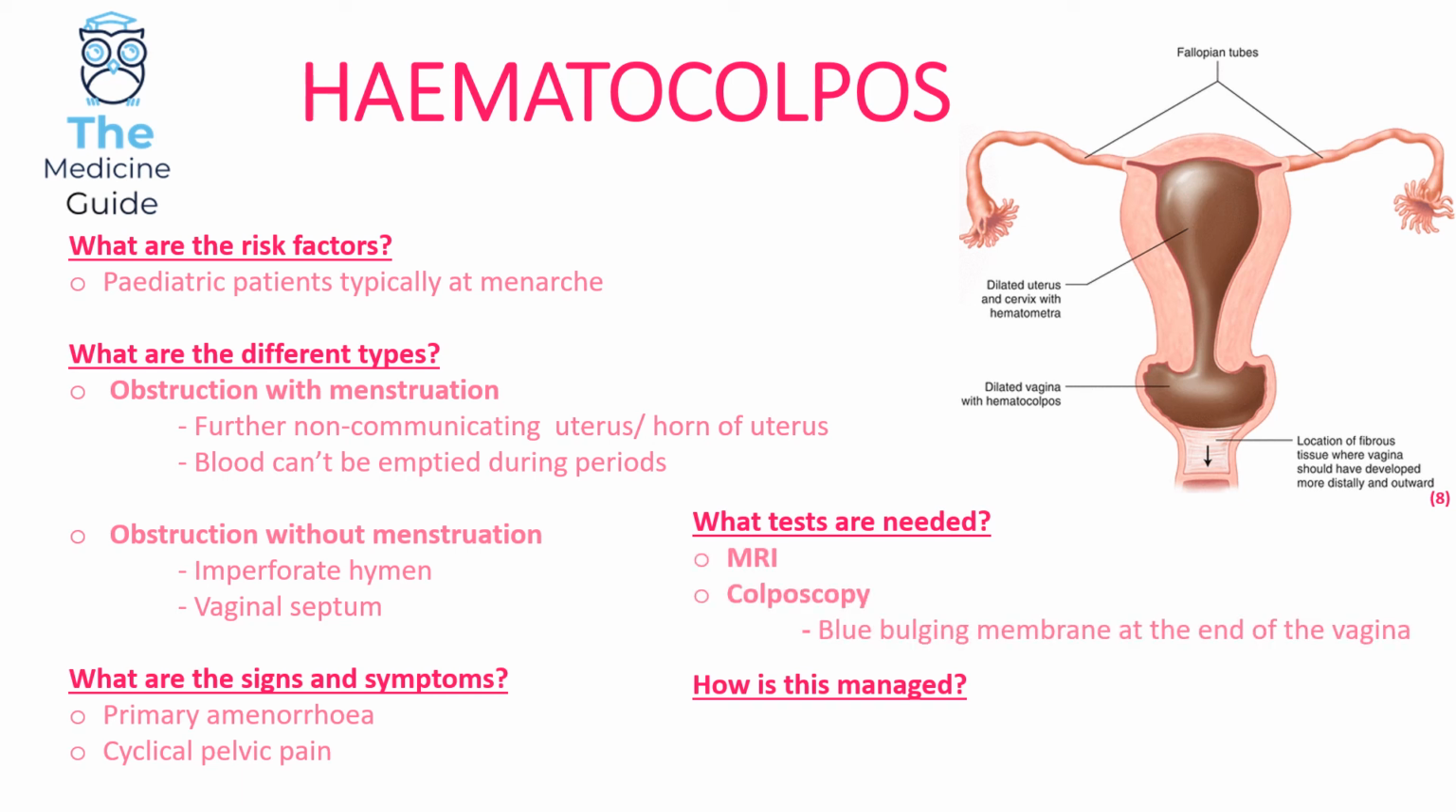So in terms of tests, we need to do an MRI to exclude if there is any abnormal ureter or renal obstruction alongside the menstruation, and we do colposcopy. Colposcopy in haematocolpos will identify a blue bulging membrane at the end of the vagina. So that's just a way of describing the accumulation of blood building up in the vagina. And in terms of management, we just need to perform incision and drainage.